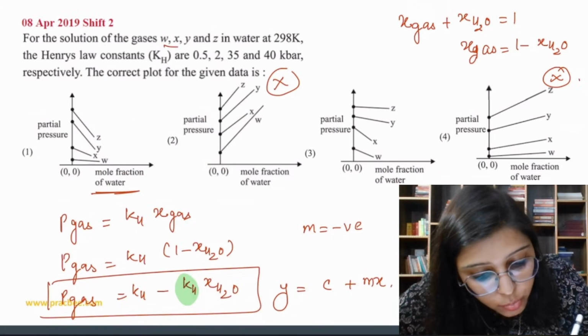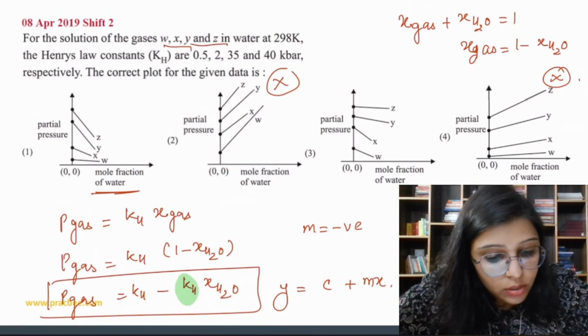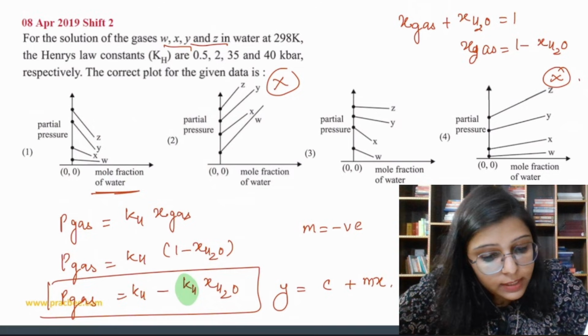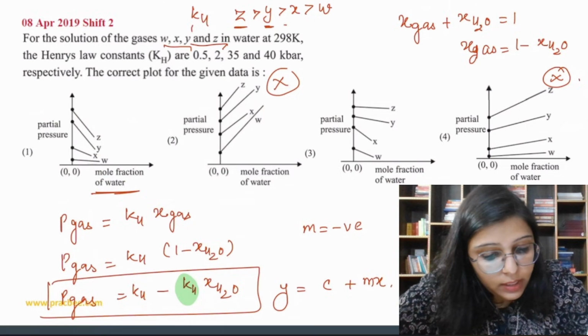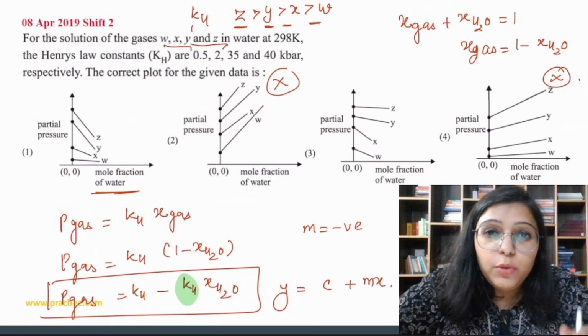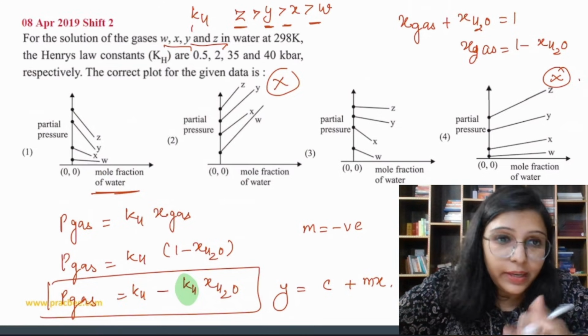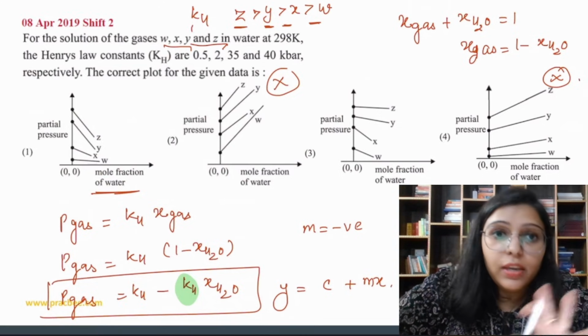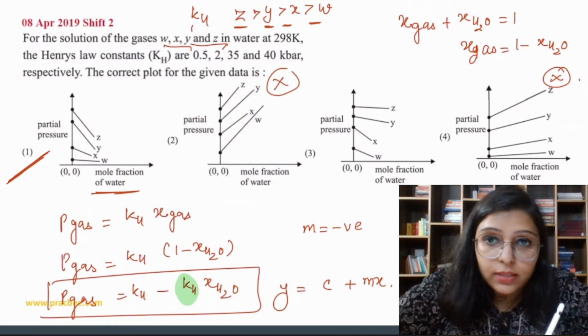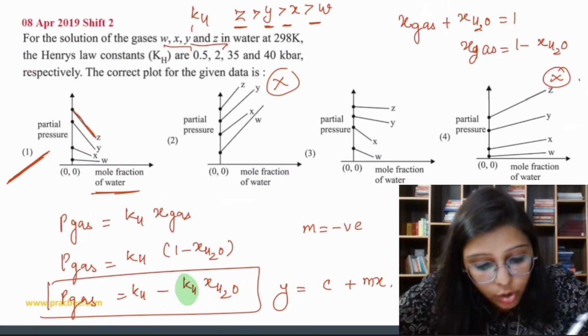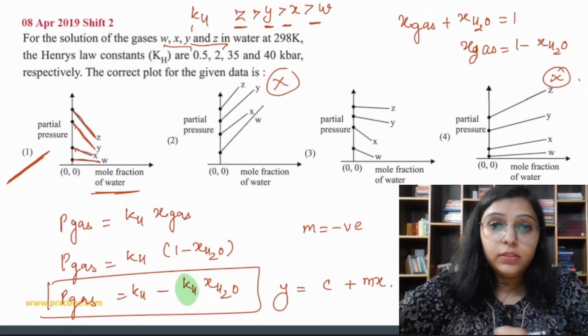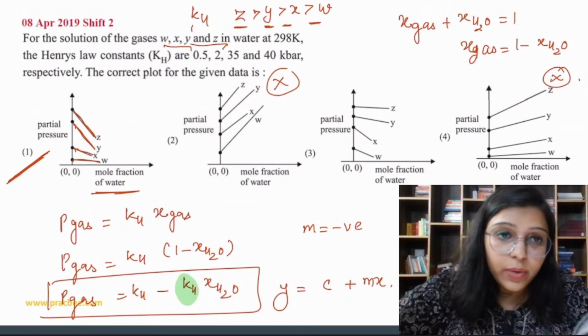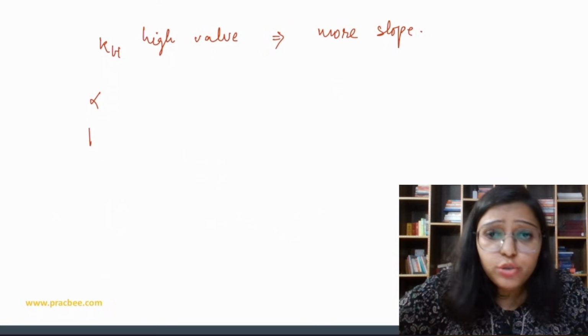So now we have W, X, Y and Z. So W kH is 0.5, X is 2, Y 35 and Z 40. So kH order is Z greater than Y then X and W. So slope of Z should be more than Y then X and then W. Okay. So W is 0.5, so slope is going to be nil, right? If you see the graph carefully now, you get option number 1 as the answer. Z is going to have higher slope, then we have Y, then X and then W. Clear? Okay, so option number 1 is the correct answer. Now let's do next question.